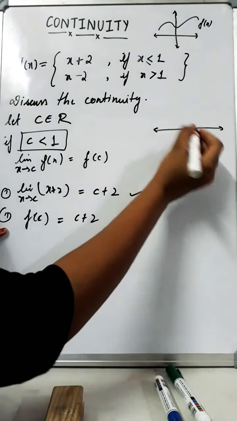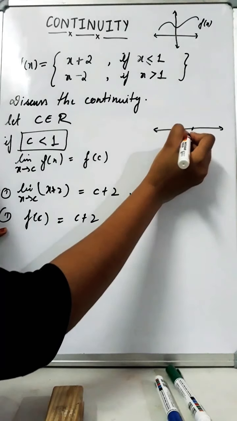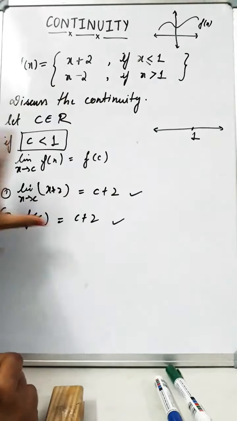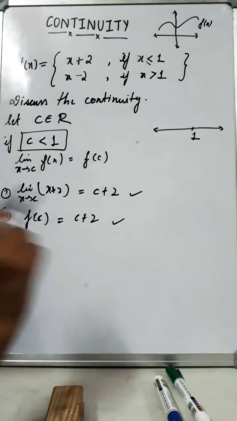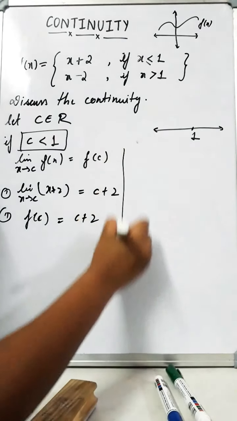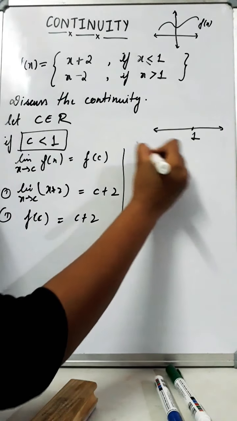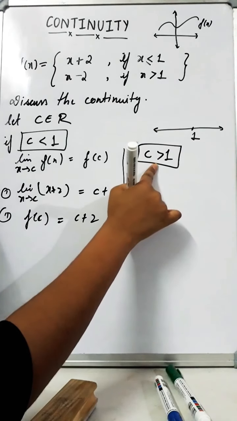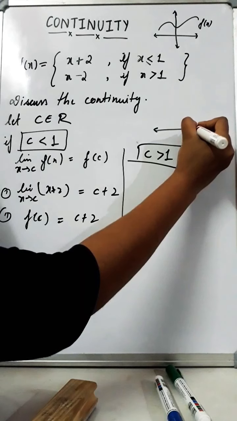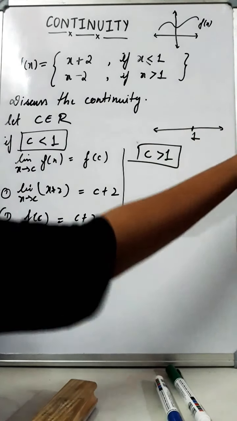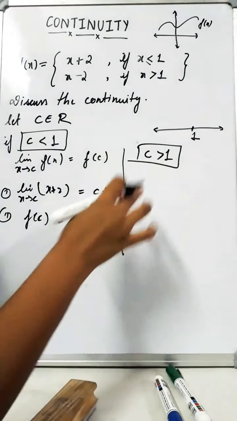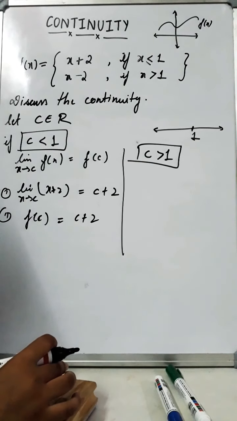If this is 1, and you take any c at this part, the function is continuous. Similarly, you will find that the function is continuous for all c greater than 1. If we take c greater than 1, then your function is defined as x minus 2. So if c is anywhere from 1 to infinity on the number line, we will see that there also the function is continuous.